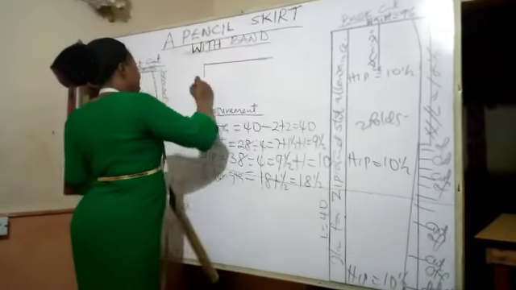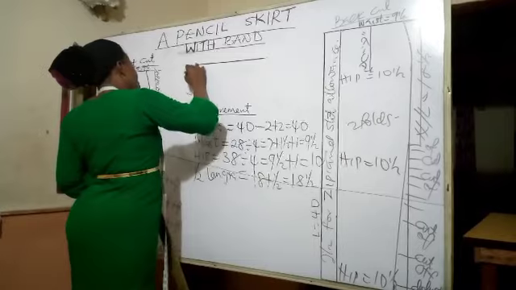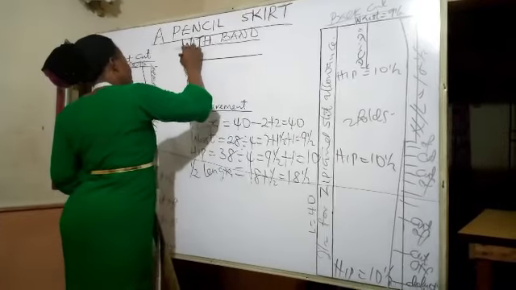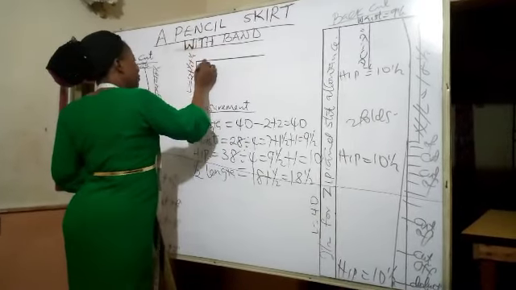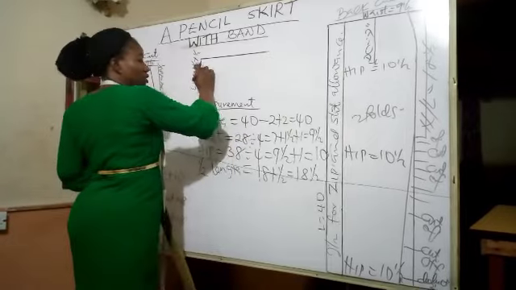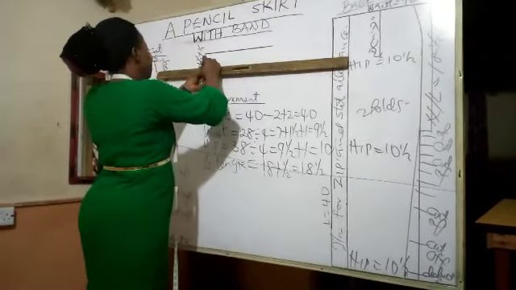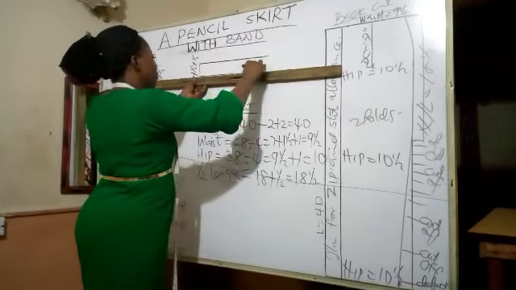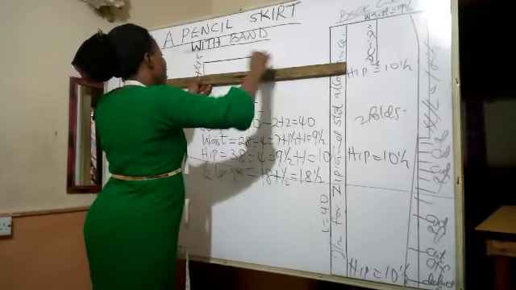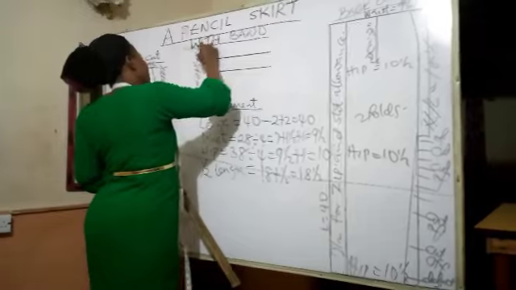The length of our band is 2 plus half plus half. You are using half to join this place, then you are using the second half to join it to the band. So everything will now give us 3 inches.